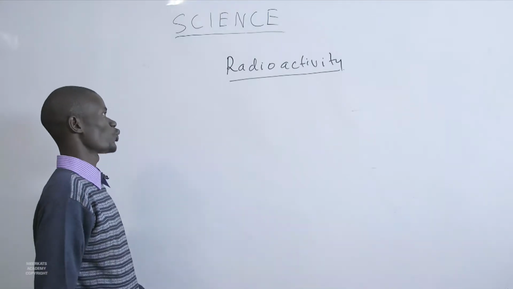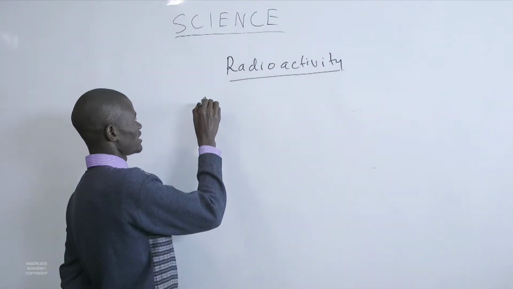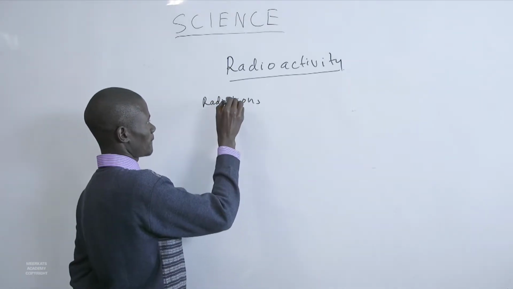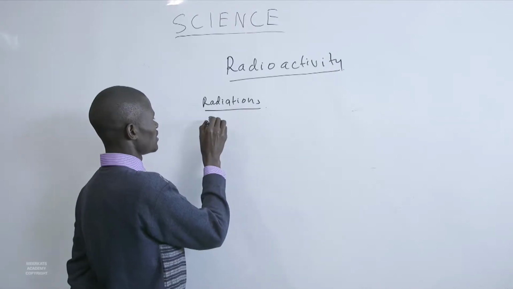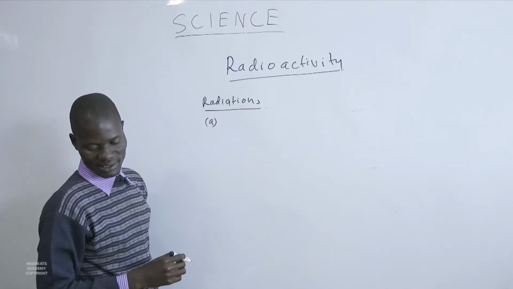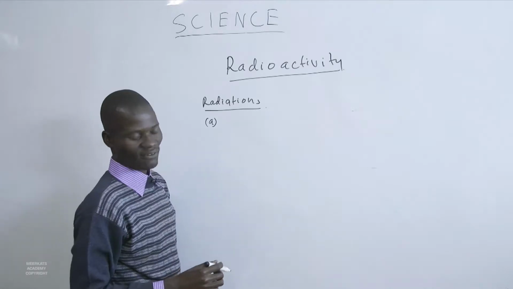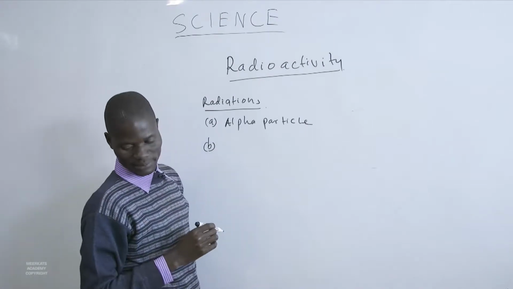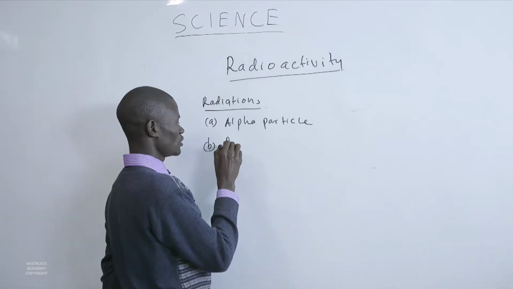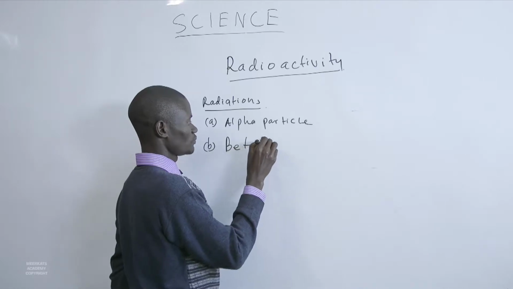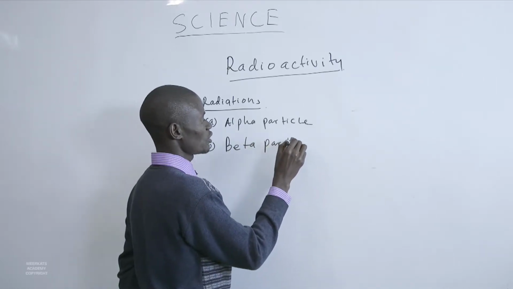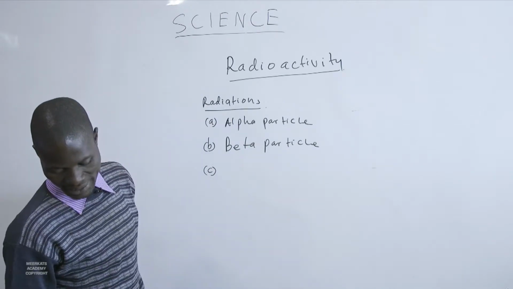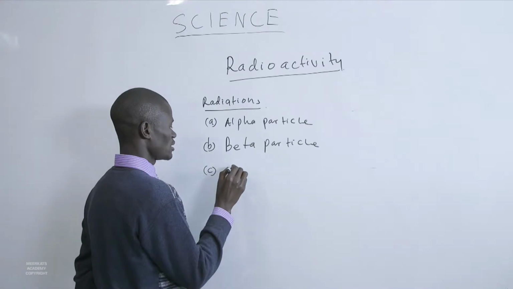That process happens by itself, emitting the radiations, and there are three types of radiation that are always emitted. In the previous part, we looked at the radiations that are emitted. The first one is the alpha particle. The second one is the beta particle, which is also emitted during the radiation. And then lastly is the gamma particle.